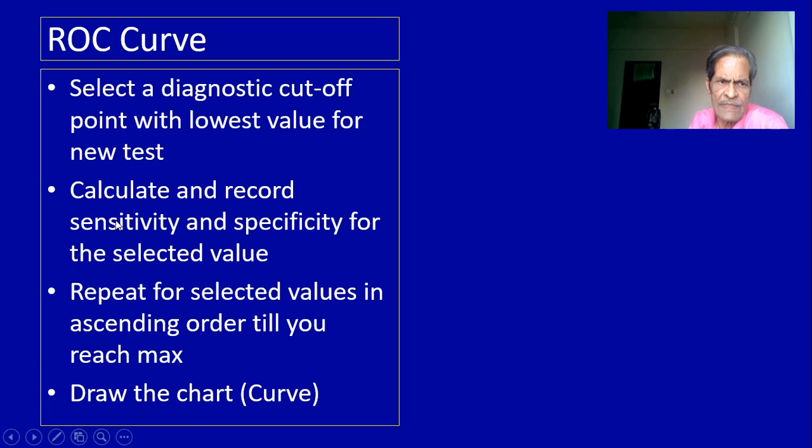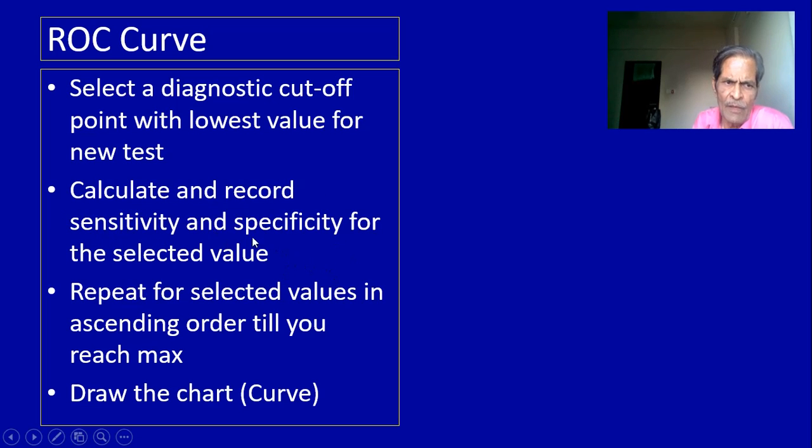Then calculate and record the sensitivity and the specificity for the selected value, that is the lowest value. Then we repeat for the values in ascending order. So we go for the next higher value and calculate the sensitivity and the specificity for the selected value of the diagnostic level. Like this we repeat and we reach the highest value. So for all possible values in the range for the new diagnostic test, we have that many values of the sensitivity and specificity.